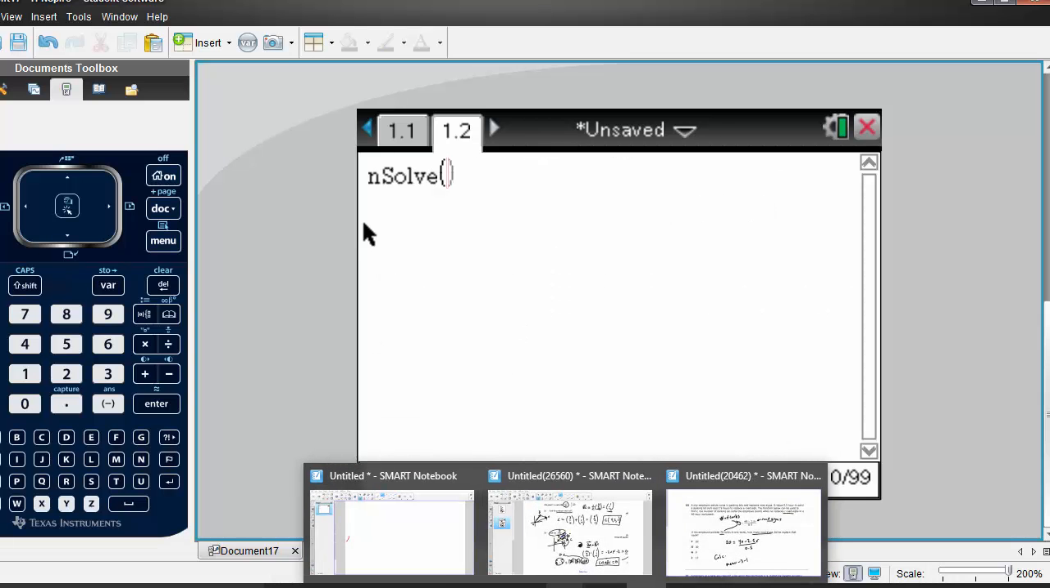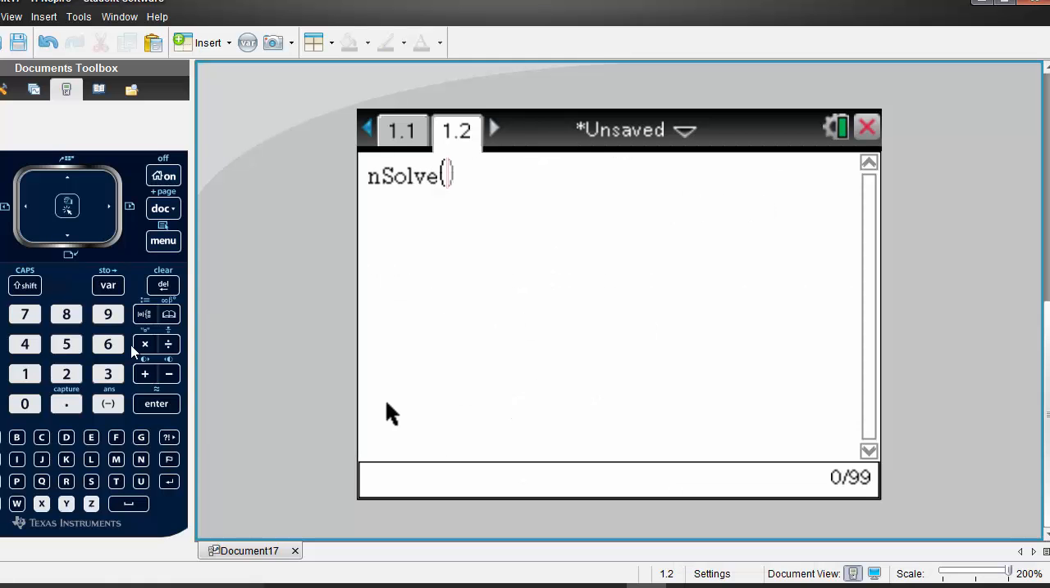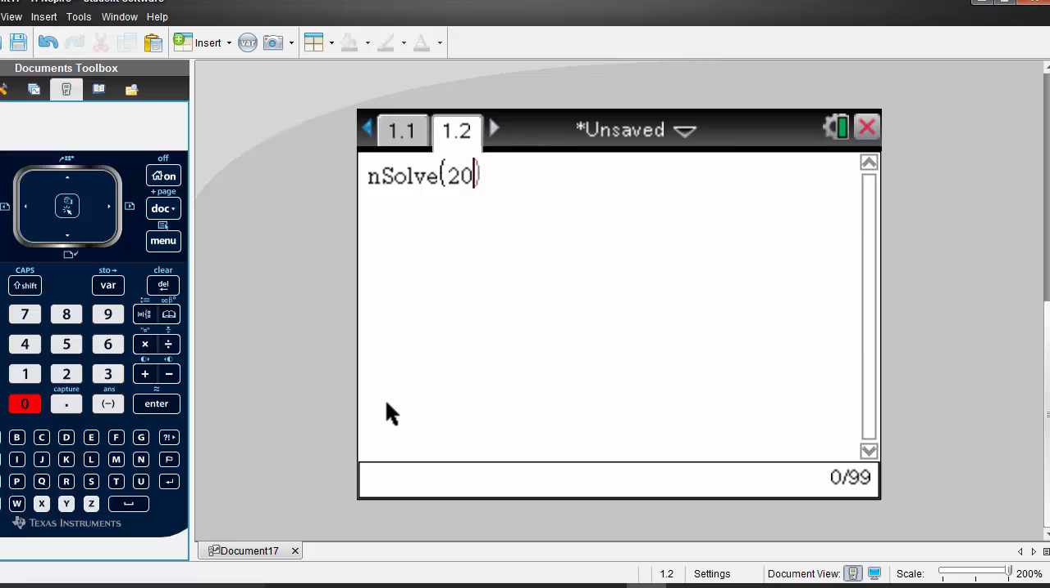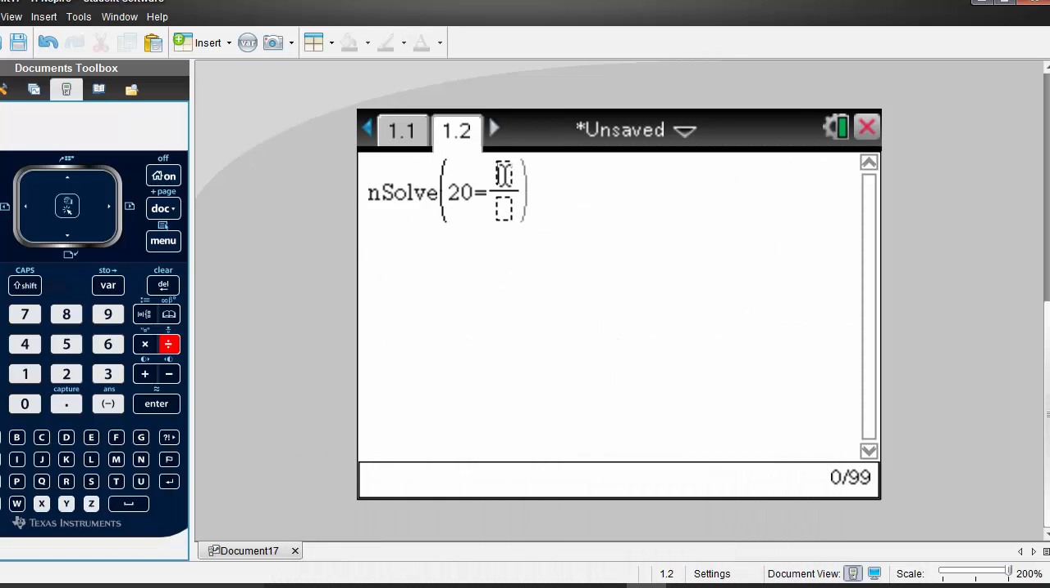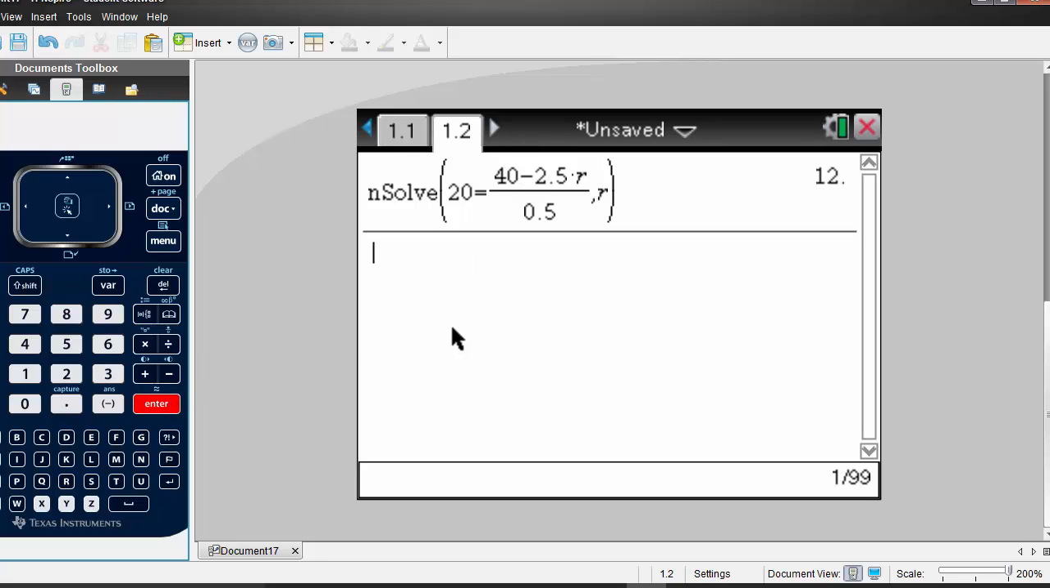All right. So in my calculator, I'm going to say 20 equals, and then there's a fraction. To make a nice fraction in the calculator, you'll hit Control Divide. So that's what you should do on your test, every time you make a fraction there. So this is going to equal 40 minus 2.5R, and on the bottom I had 0.5. I want to solve this equation for R, and you must tell the calculator that. The calculator doesn't know what you want it to solve for. So you'll hit comma R. This tells the calculator to solve this equation for R. You hit enter and it tells you R is 12.